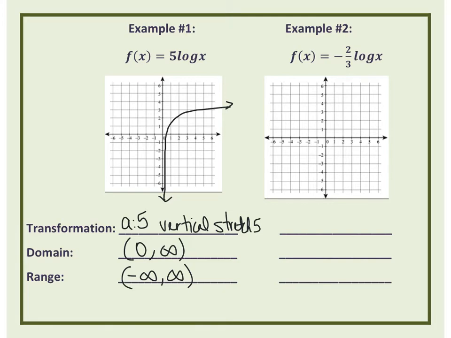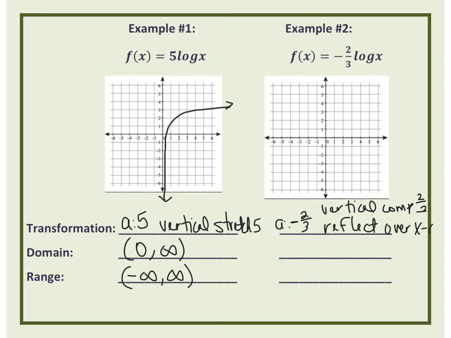For example number 2, that is still an a value because it's in front of the log. So a is negative 2/3. So remember, we look at the absolute value. The 2/3 causes a vertical compression of 2/3. And the negative means it's going to reflect over the x-axis.